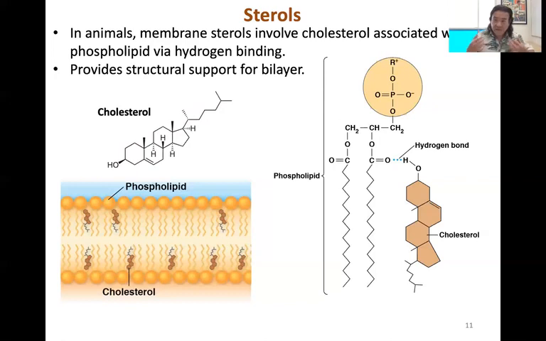Steroids that control inflammation, like glucocorticoids, for example. Cortisones, things like that, are steroids. And when we think about steroids, I think we typically think of the sex hormones like estrogen or testosterone. Those are all derived from cholesterol.